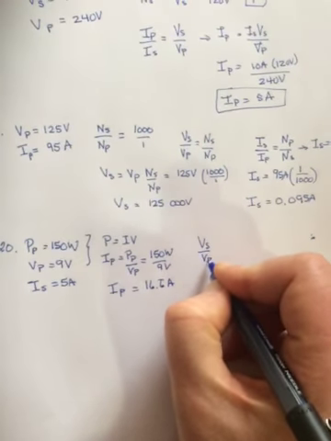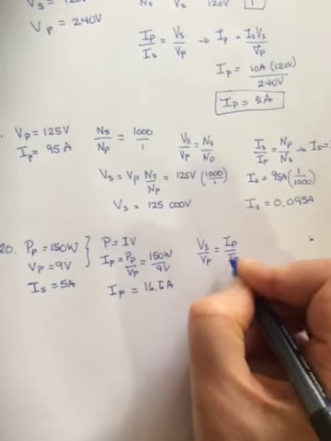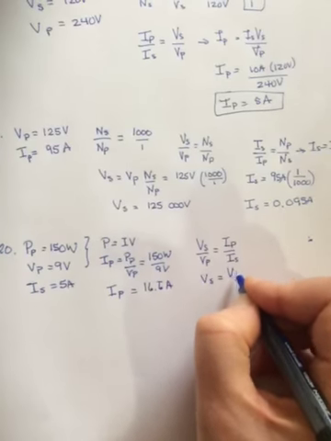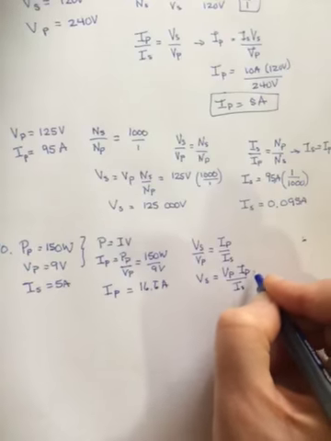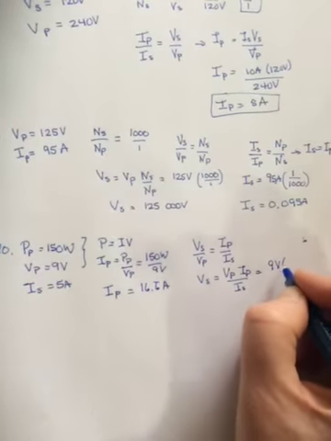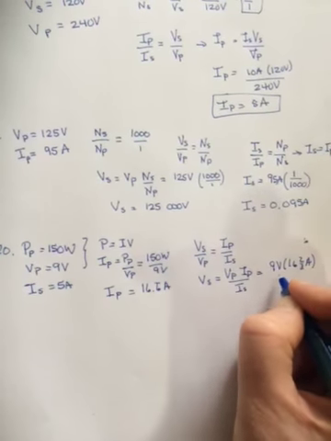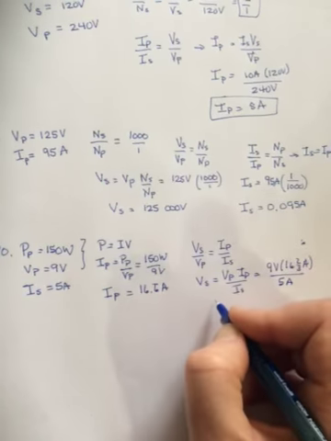And so now we can find Vs. Vs over Vp is equal to Ip over Is. Remember, for I's, they're flipped. So Vs is equal to Vp times Ip over Is. Vp was 9 volts. Ip was the 16 2/3. It's easier for me to do in my head that way. And Is is 5 amps.